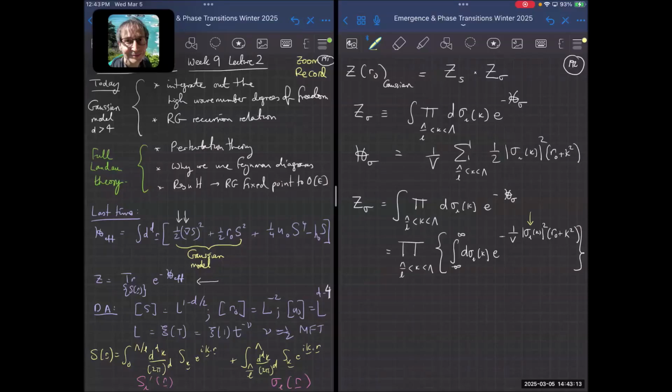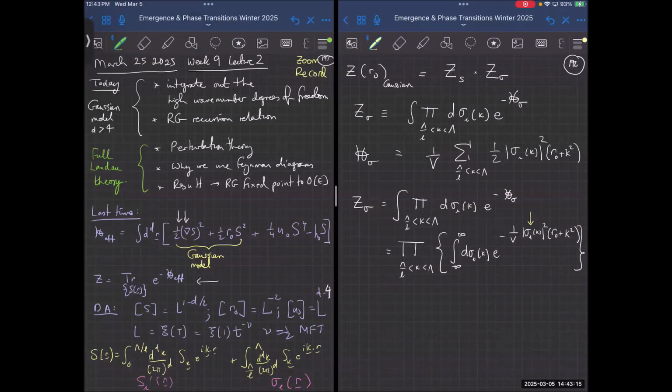So those who are joining late, we've just recapped yesterday's lecture. So all you need to look at is what is on the right-hand side of the screen.